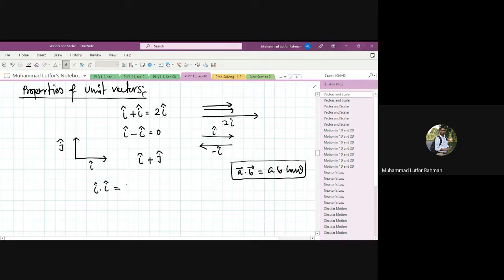So the magnitude of i is 1, the magnitude of i is also 1. Now what is the angle between the i and i vector? 0 degree, right? So I'll write the 0 over here, and cos 0 is 1, so it becomes 1. By the same analogy, j dot j equals k dot k equals i dot i. That would be basically 1.